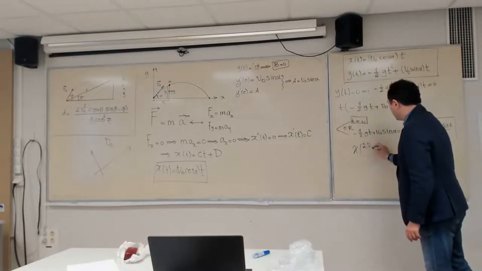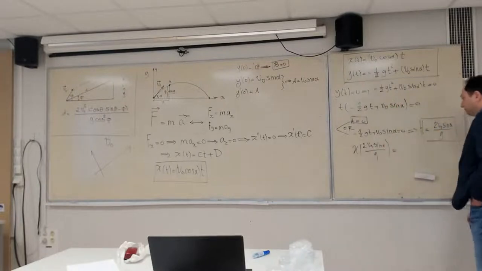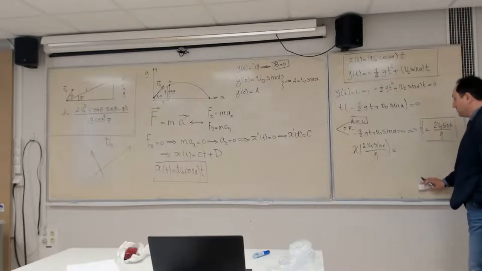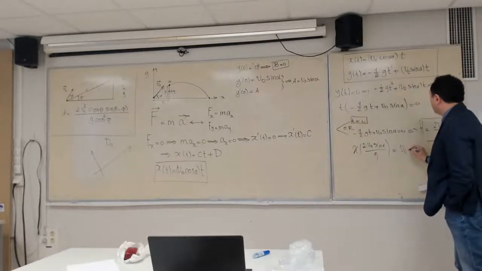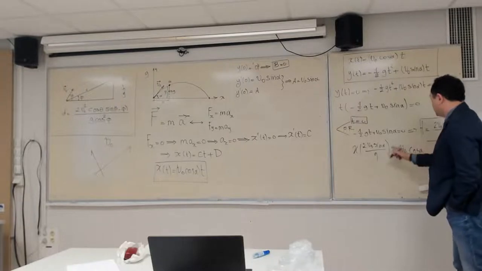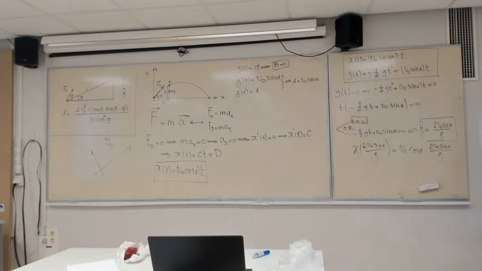2 V naught sine alpha divided by G. So what happens? This becomes equal to, I put it back here, V naught cosine alpha multiplied by 2 V naught sine alpha divided by G. Is that understandable? Let us simplify. And this is a famous combination. Hopefully you remember at least. This is familiar: 2 sine alpha cosine alpha. This is the sine of double angle formula.